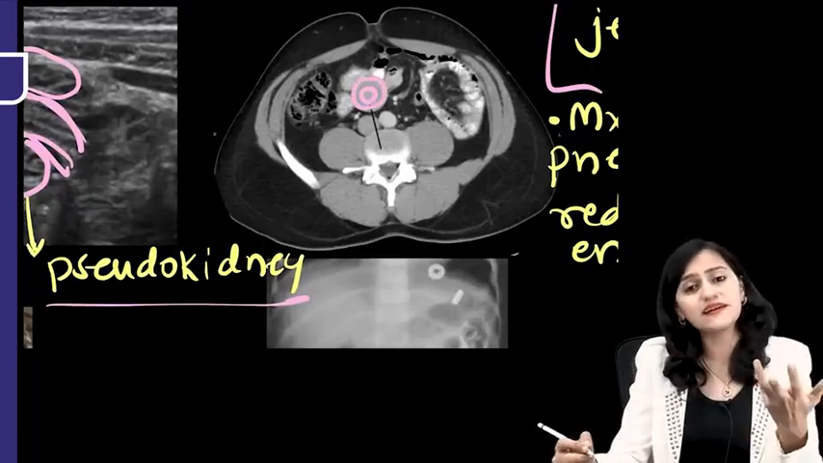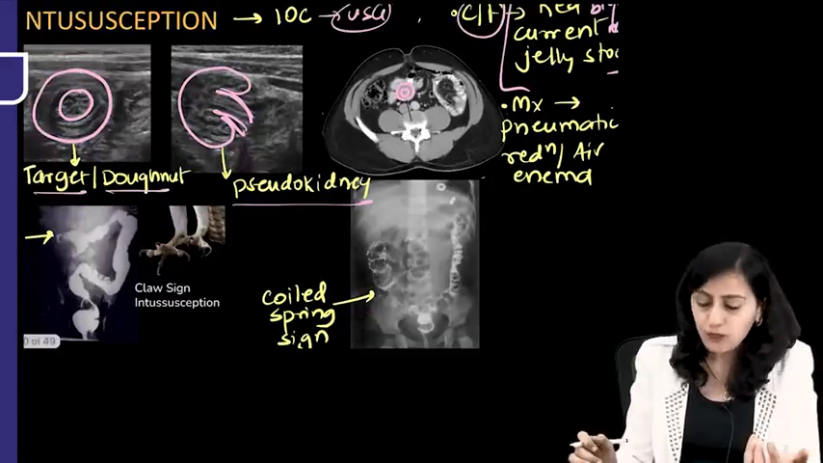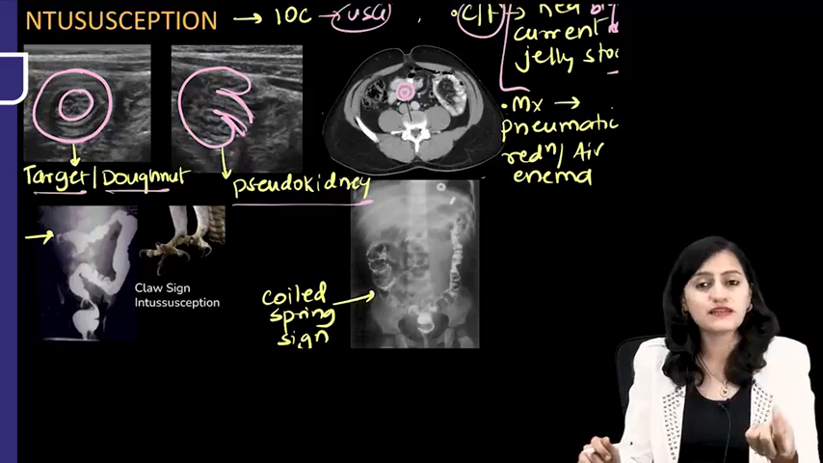CT is preferred in adults where ultrasound might limit the visualization of bowel loops. What are the signs on barium enema? Very, very important.